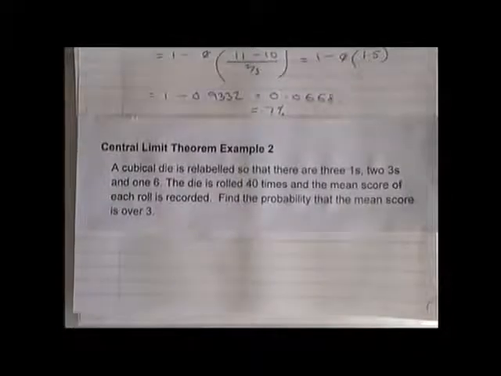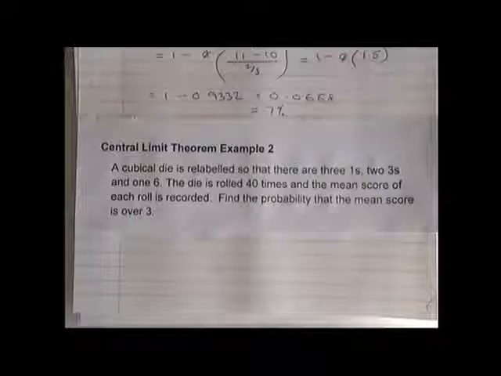In this example, we're looking at something which is a different sort of problem, but we can use the same concept. We've got a cubical die, so a normal shaped die, but it's been labelled, so there are 3 1s, 2 3s and 1 6. It's not labelled normally. The die is rolled 40 times and the mean score of each roll is recorded. Find the probability that the mean score is over 3.